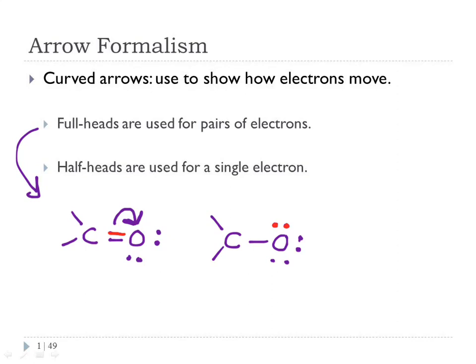Would these two things be resonance structures? Do they differ only in the position of multiple bonds and/or lone pairs? Yes. They both have carbon and oxygen, and whatever these things are didn't change. All that's changed is this double bond became a lone pair over here. And so we would put a straight arrow with a double head in between, indicating those are resonance structures.